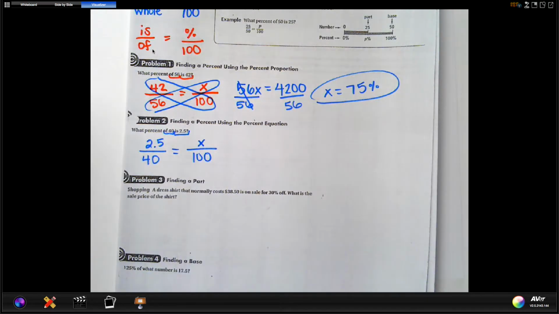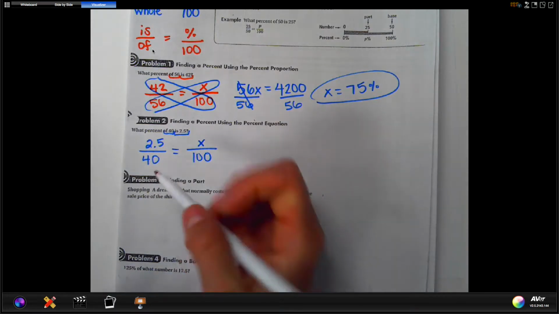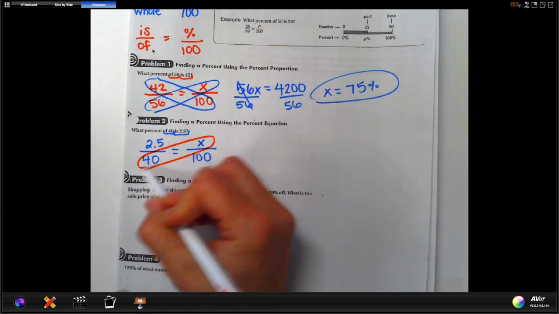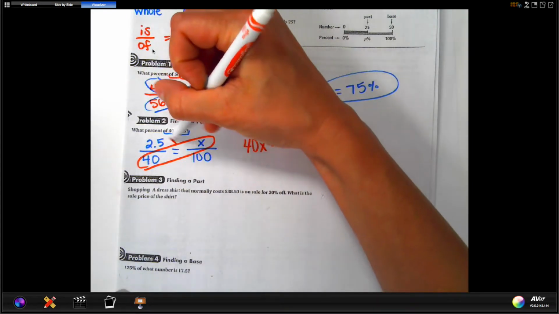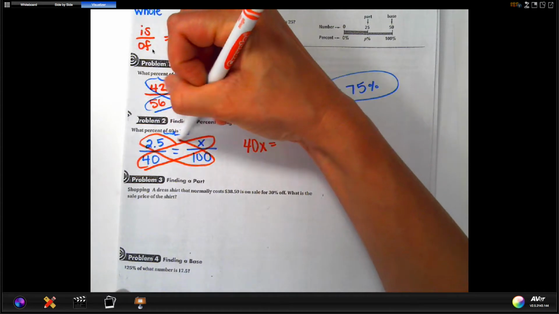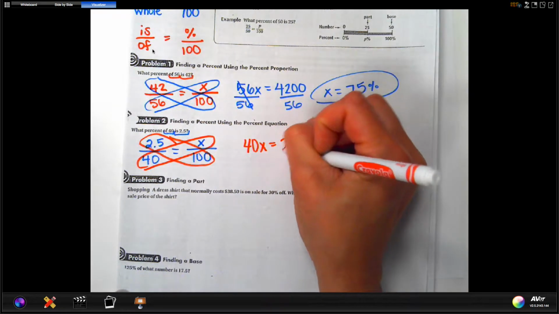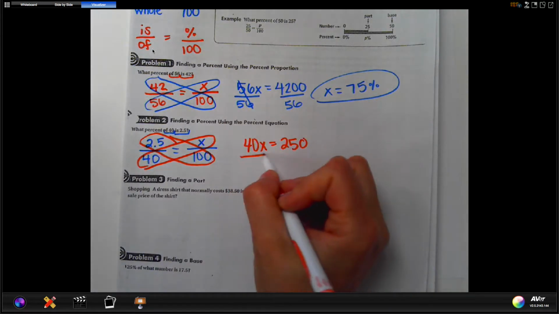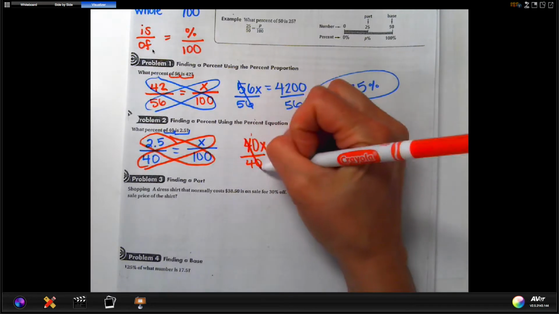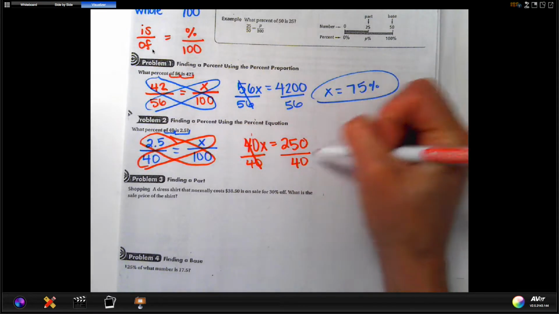Okay, cross multiply. And this is the same direction as before. 40 times x on one side, that's easy, 40x. And then 2.5 times 100 on the other side. 250? Yep, 250, good job. And then what do we do? We divide. We divide by 40 here to get rid of, to cancel that out. Divide by 40 here.